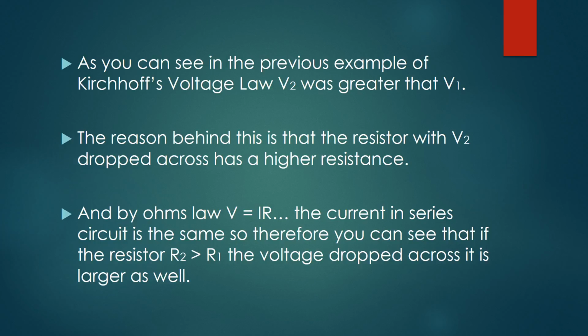So as you can see from the previous example, the voltages and the resistors were different. Now you might be thinking, why is this? So the reason behind this is Ohm's law. Because the current in a series circuit is the same, the current through R1 is the same as the current going through R2. So therefore, for the voltage to be different, it would mean that the resistance in R2 must be greater than the resistance in R1.